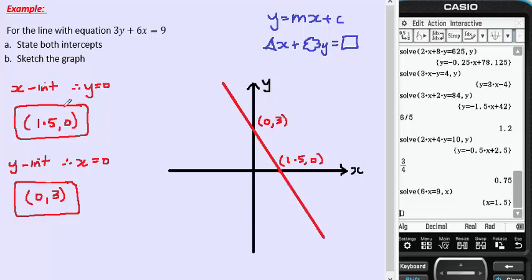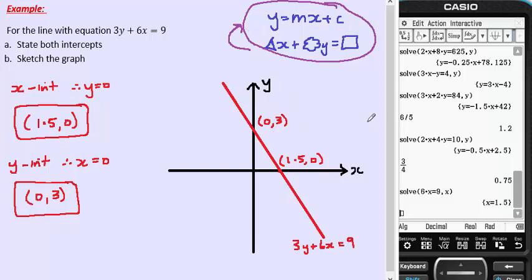The last thing I'm going to do is write the equation of the graph, so that's 3y plus 6x equals 9. And there we have it. We've stated both our intercepts and sketched our graph beautifully, made sure it was ruled, and everything is absolutely wonderful. Now the last thing to keep in mind is these two are both straight lines: y equals mx plus c, or something x plus something y equals something. And I can actually find out what this graph would be in terms of y equals mx plus c.